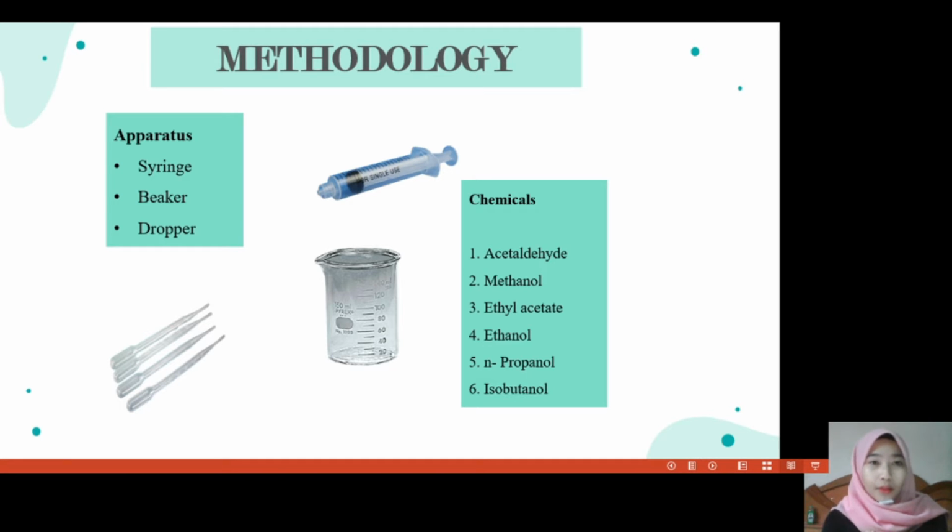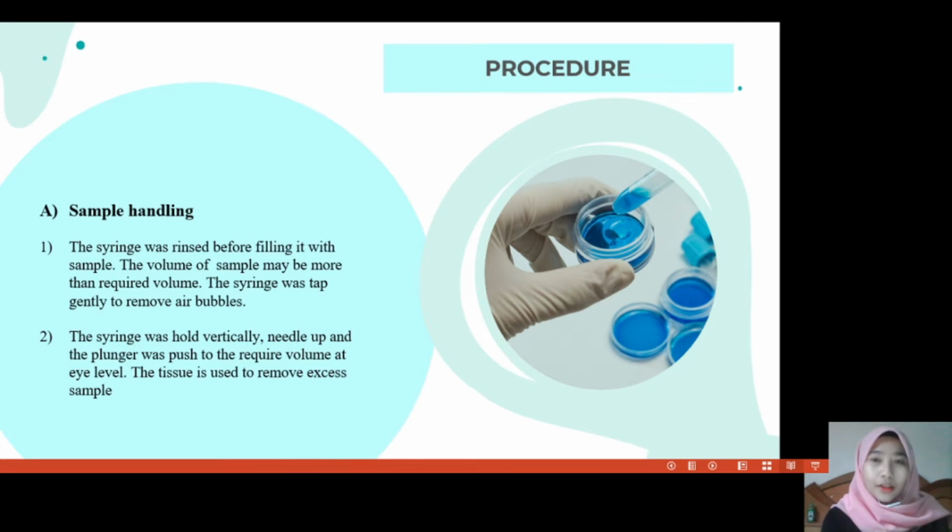Before we run the experiment, we have to prepare the apparatus and the chemicals. The apparatus that we need to run this experiment are the syringe, beaker, and the dropper. For the chemicals, we use acetaldehyde, methanol, ethyl acetate, ethanol, propanol, and isobutanol. For the procedure, we have three parts. The first one is the sample handling.